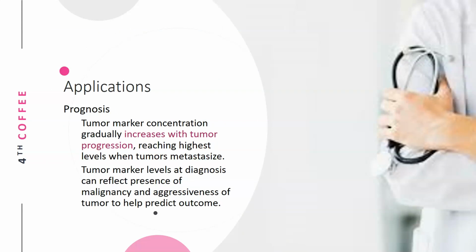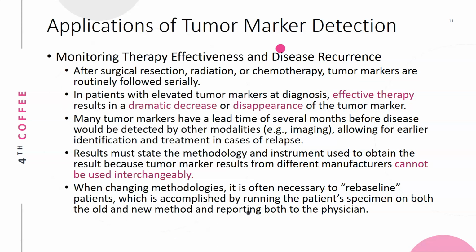For prognosis, the tumor marker concentrations will gradually increase with tumor progression, reaching the highest levels when the tumor metastasizes. So your tumor marker levels at diagnosis can reflect the presence of malignancy and aggressiveness of the tumor and help predict outcomes. Basically, the higher those tumor marker levels are, the poorer the prognosis is.